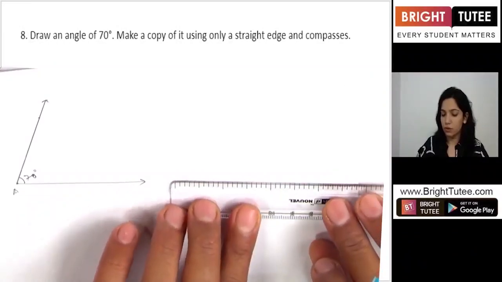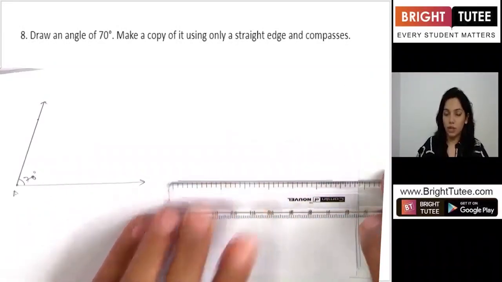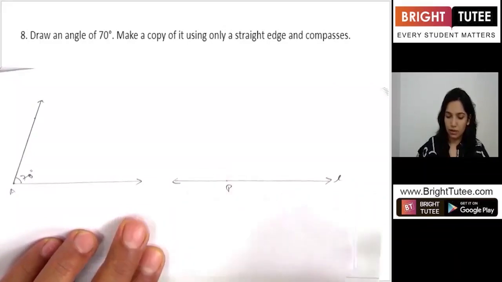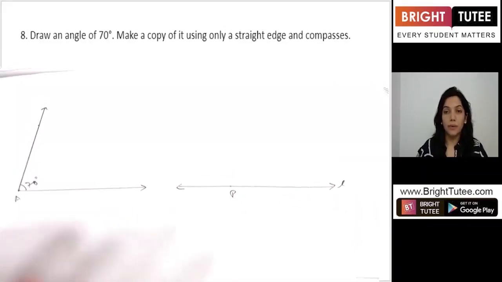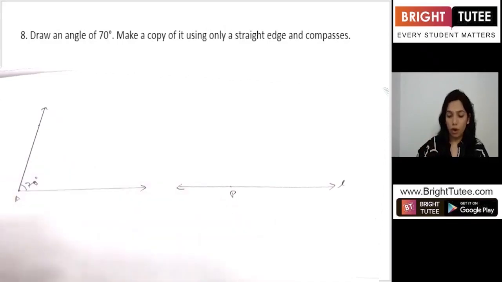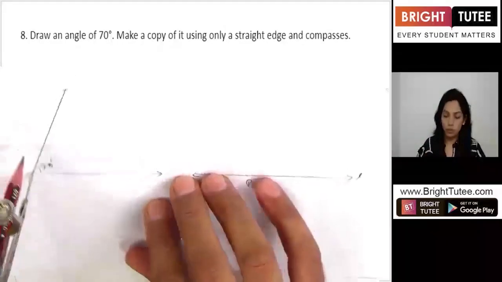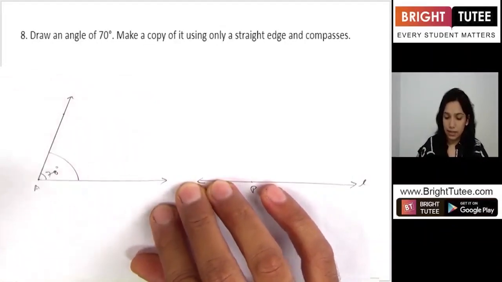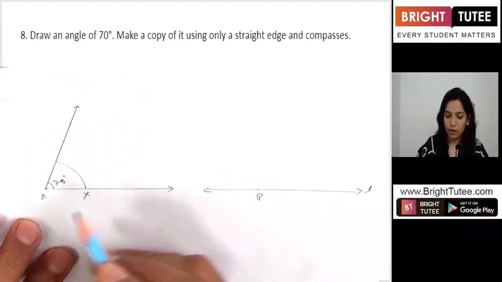So first of all, you draw a straight line L. You mark a point, say P, on it. Let's say this is A, right? Now, you will set the opening of the compass to any suitable radius, keeping the point at A. You will make an arc. Let's say it is meeting here at X and Y.